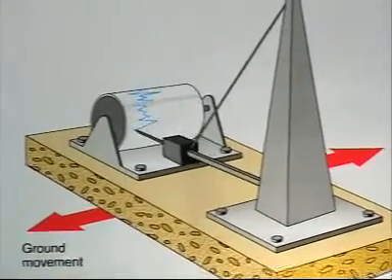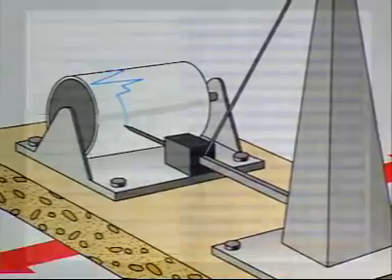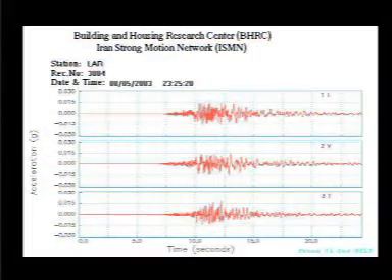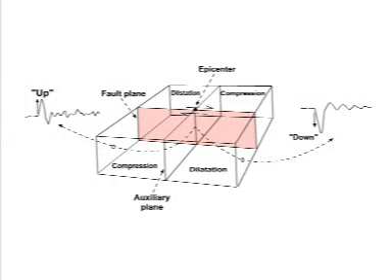Now, let us see how it works. First, we take all the seismograms recorded by the earthquake and then mark the first P arrival with compression or dilatation as shown in this figure. The up motion is the compression, while the down motion is the dilatation.